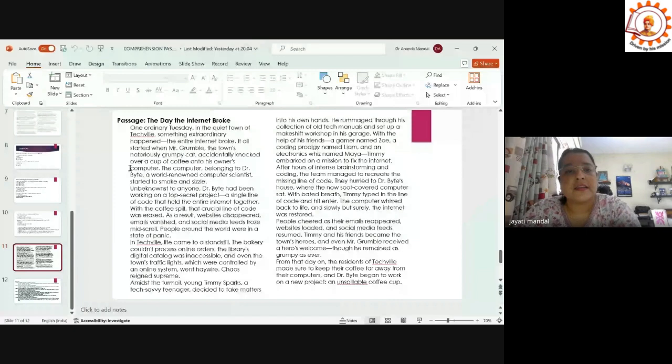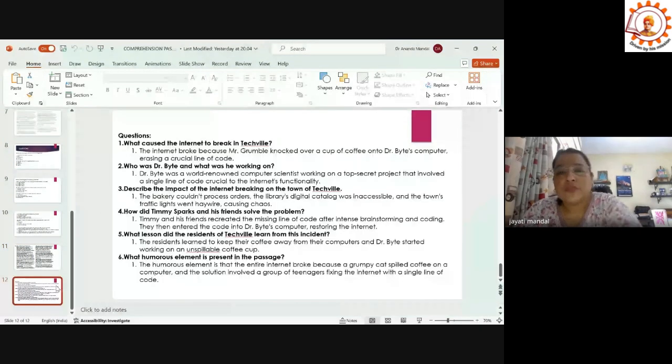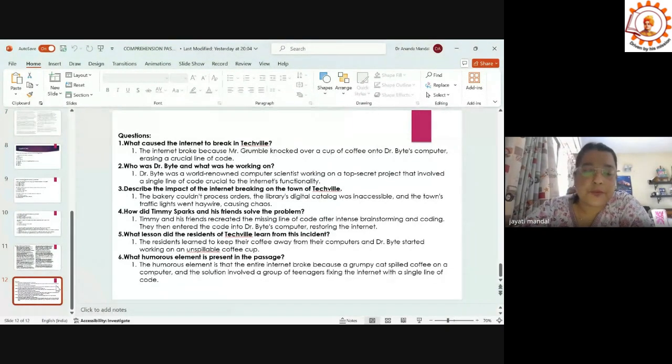The entire internet break started when Mr. Grumble, the town's notoriously grumpy cat, no need of giving so much detail, accidentally knocked over a cup of coffee onto his owner's computer. But who is the owner, that you need to point out. So here we have written: the internet broke because Mr. Grumble knocked over a cup of coffee onto Dr. Byte's computer, erasing a crucial line of code. Did you get it?